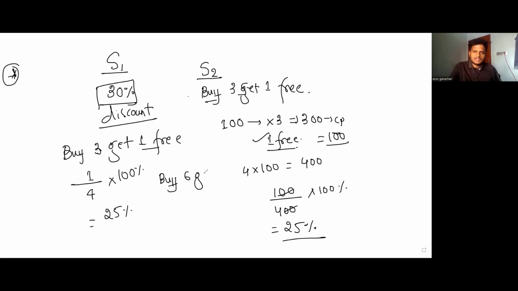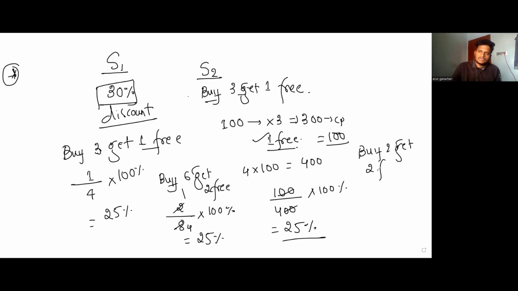If the question was buy 6 get 2 free, what is the discount I am getting here? Buy 6 get 2 free. Whatever free you are getting, write it in the numerator. And how many articles are you getting? You are getting 8 articles, divided by, into 100%. So this will be 2 ones are 2, 2 fours are 8. What is 1 by 4 again? 25%. Getting this?